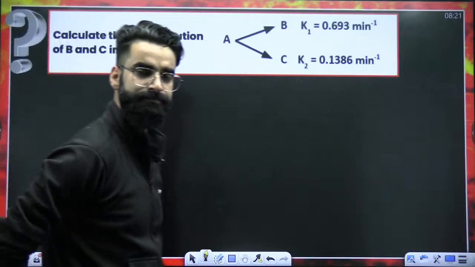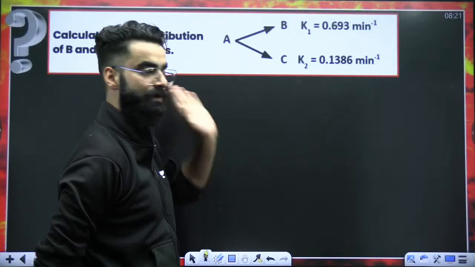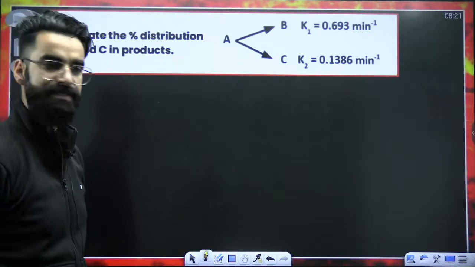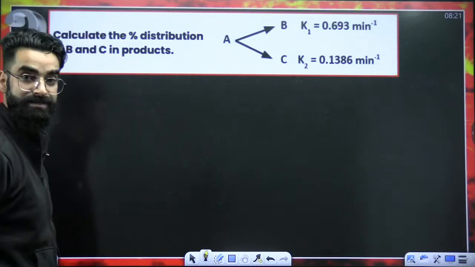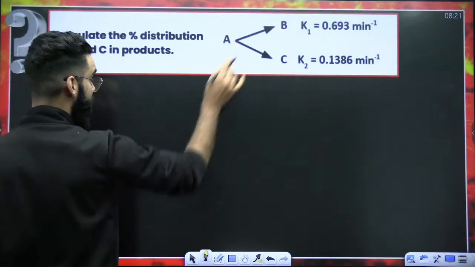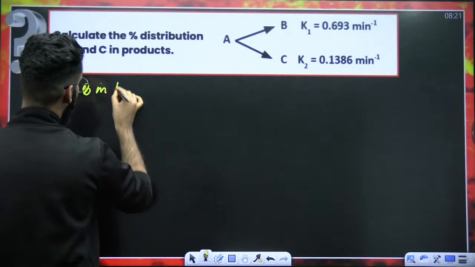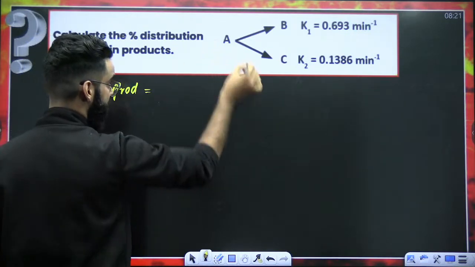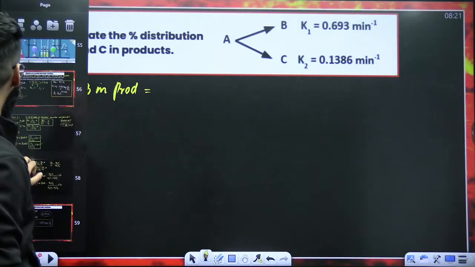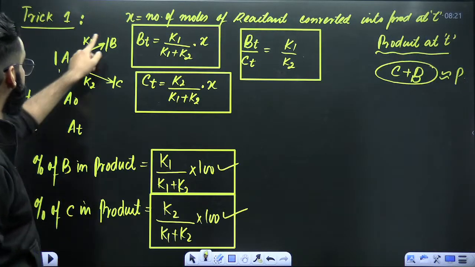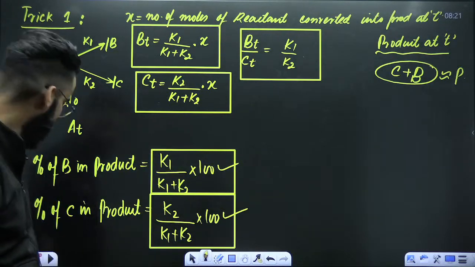This is the first question. It is the simplest among all because the stoichiometry is 1:1:1. K1, K2 is also given to us. Calculate the percentage distribution of B and C in the products. My dear students, since the stoichiometry is 1:1:1, how do we get the percentage of B in the products? K1 divided by K1 plus K2 directly, right?